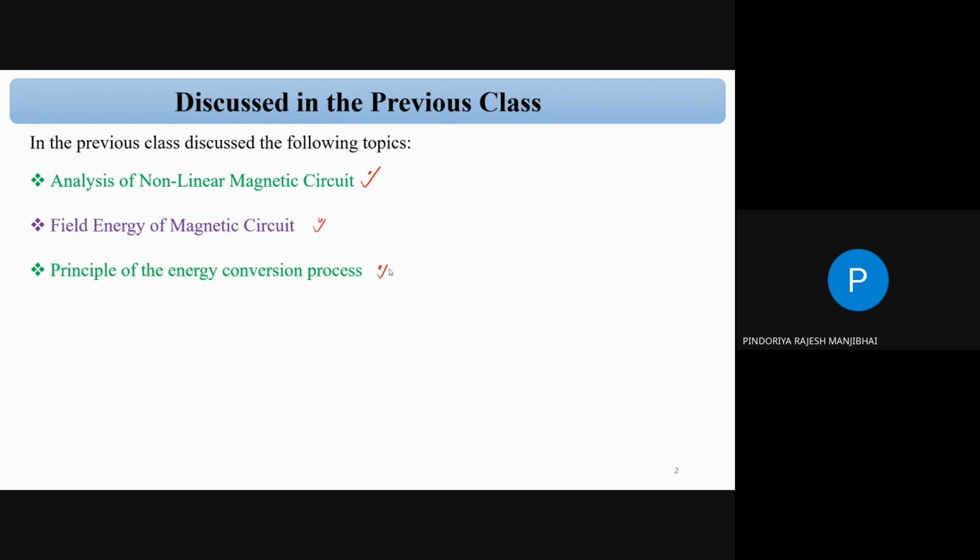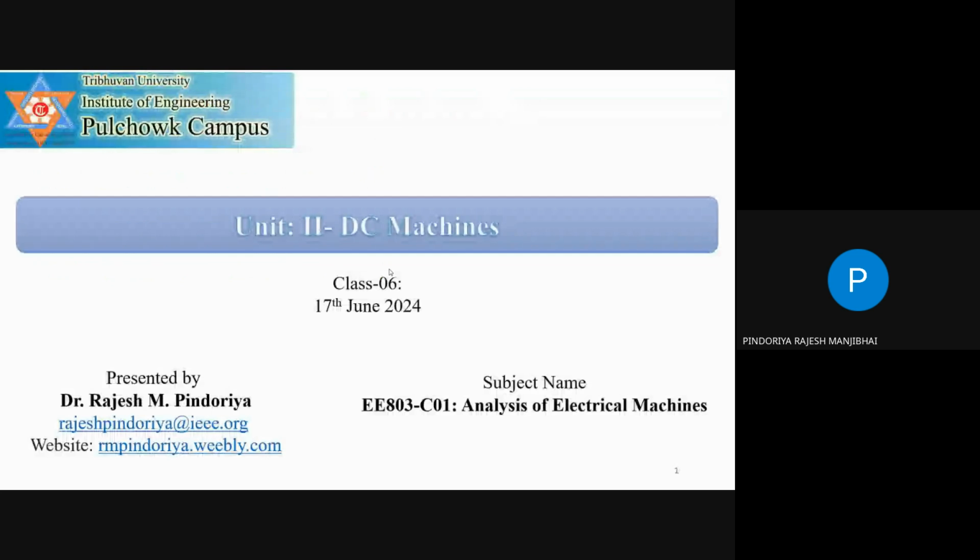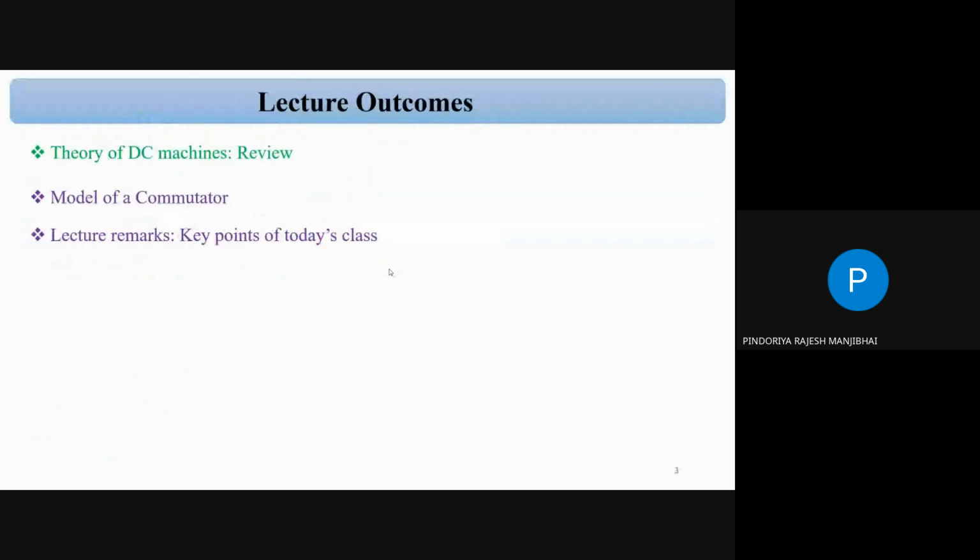Okay. So last class we completed the first unit, that is the introduction of our machines, correct? So today we can start with the DC machines, that is unit number 2. Okay, that is DC machines. So, lecture outcomes from today's class. Starting with the theory of the DC machine, just an overall review, then the model of the commutator. So, today we will discuss two topics only: the fundamentals of the DC machines and then the model of the commutator. Okay.